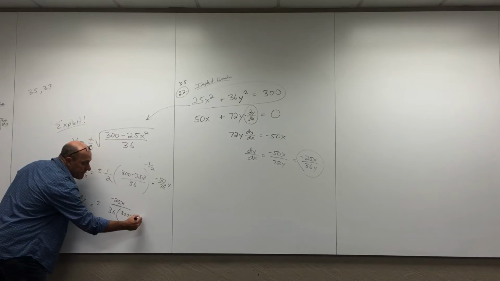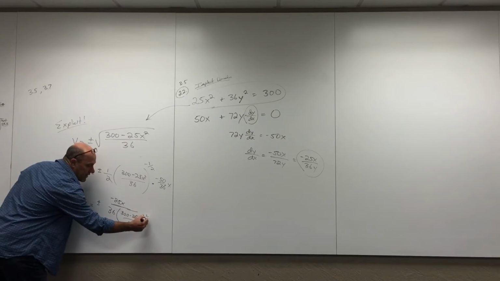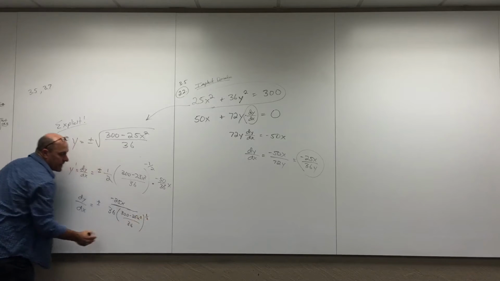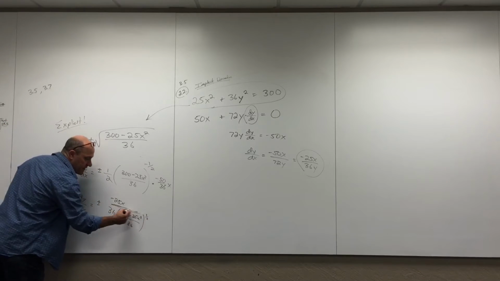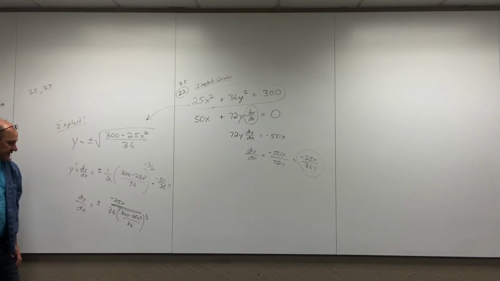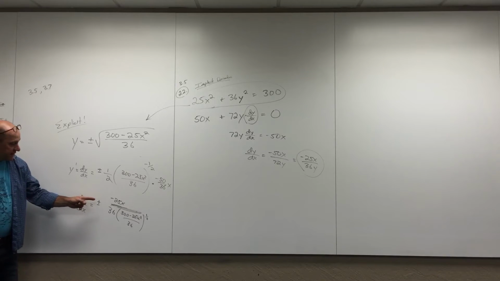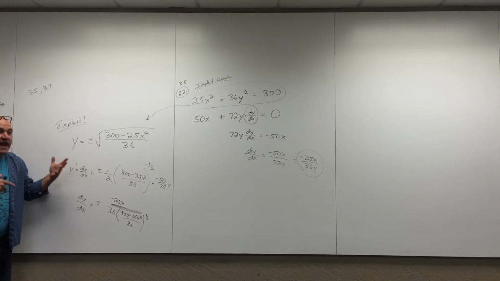And so then it's going to be this bunch of stuff over 36, all to the 1/2. But that's why. So you have negative 25x over 36 times the square root. Hang on a second. That's my derivative, and I did it explicitly.